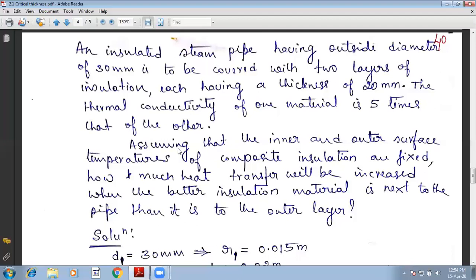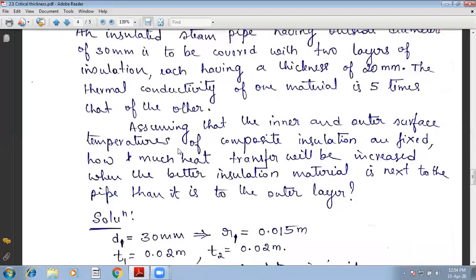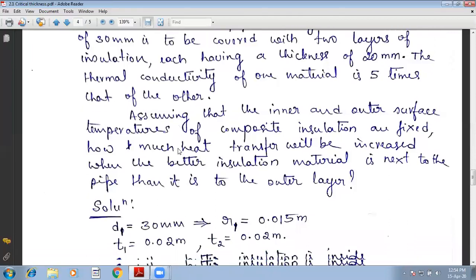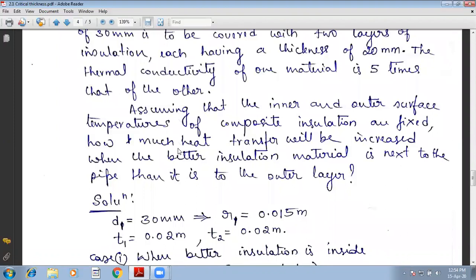Assume that the inner and outer surface temperatures of composite insulation are fixed. How much heat transfer will be increased when the better insulation material is next to the pipe than it is to the outer layer?